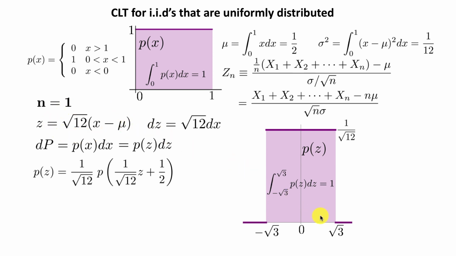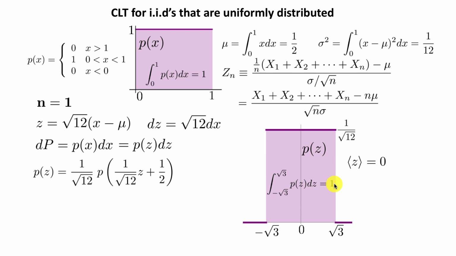Now, what we have is p as a function of z. You can see that this shaded area over here is equal to 1. That's because this height from here to here is 1 over square root of 12, whereas this width is 2 times square root of 3. Multiply the two and you get this 1 here.